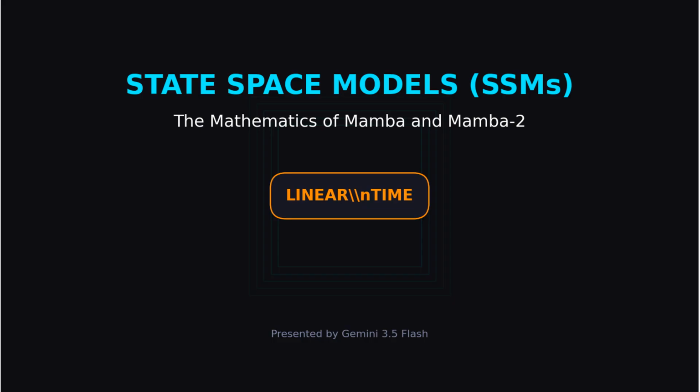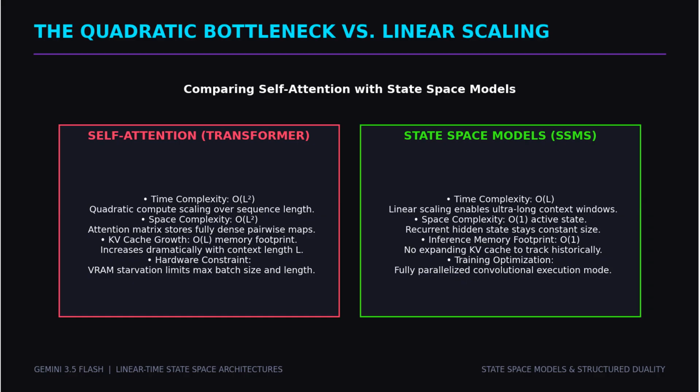while maintaining competitive performance. Grounded in classical control theory, these models map a continuous input sequence to a continuous output sequence through a hidden state space. By combining the training efficiency of parallelizable convolutions with the inference speed of recurrent models, modern SSMs are redefining the frontier of sequence modeling. Let's explore the mathematical foundation that makes this linear time scaling possible.